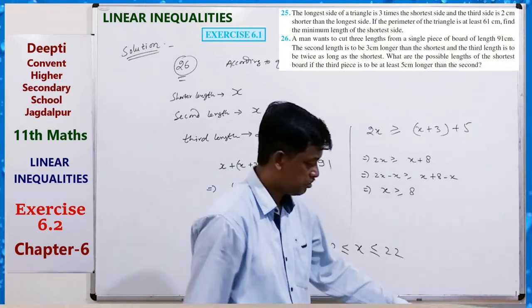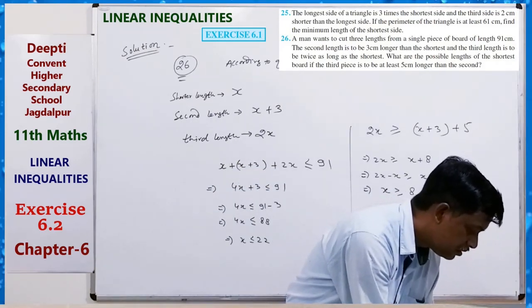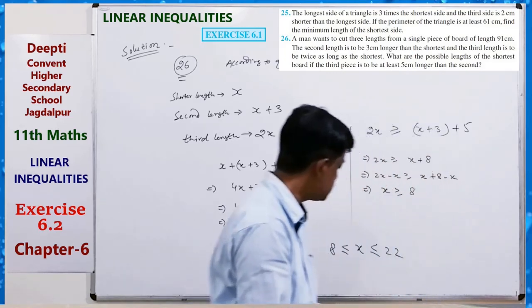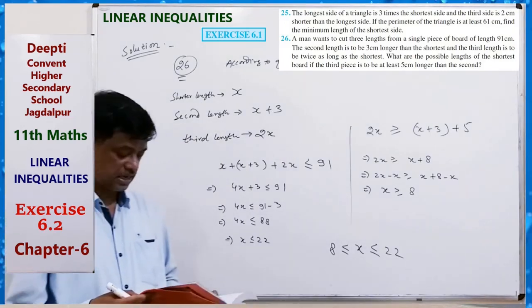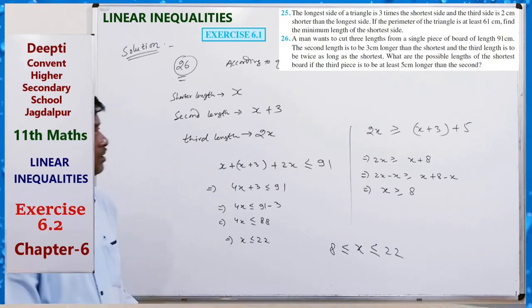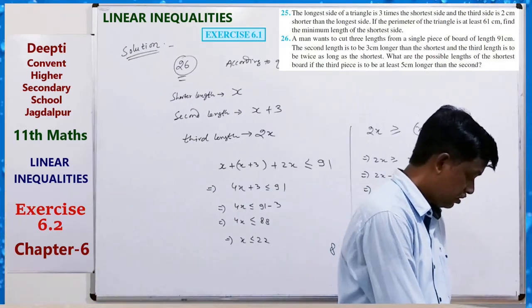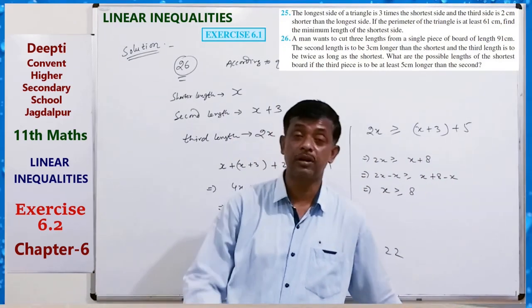So what is the answer? The possible length of the shorter board is greater than or equal to 8 centimeter but less than or equal to 22 centimeter. So this is the solution of 26. So 6.1 and 6.2 are completed.